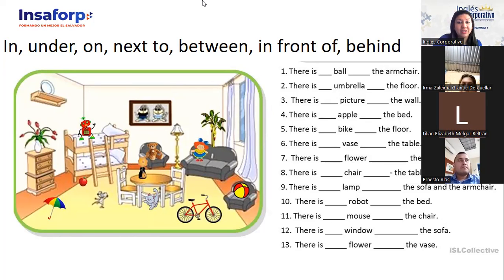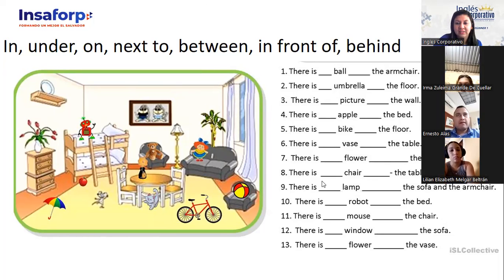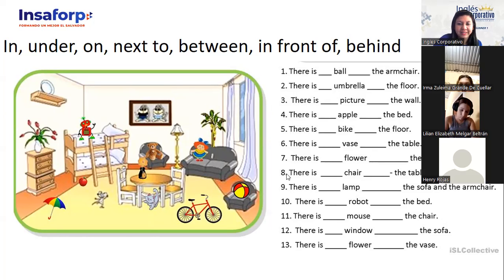Okay, number eight, thank you. Ivania. Number eight. Josué Castellón? Number eight? Yes. Okay. There is a chair behind the coffee table. Oh, no, under, sorry. Oh, under, good. The coffee table. There is a chair under the table. Hay una silla debajo de la mesa. There is a chair under the table.